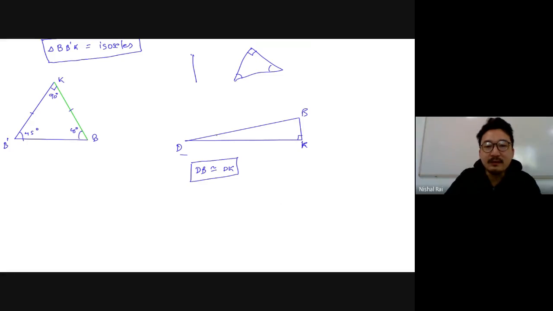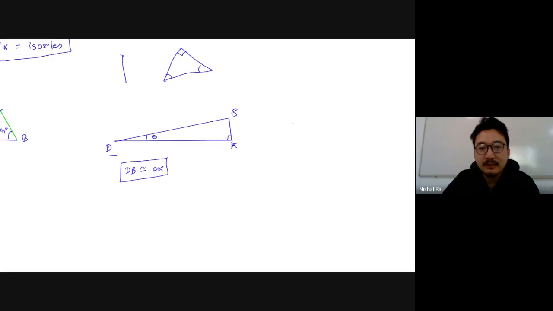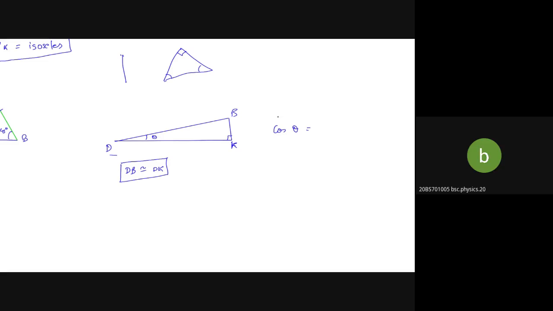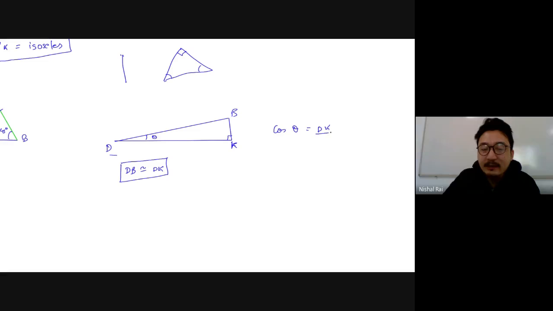Basically, why? Let's do this. Cos theta. Let's say the angle is theta. Cos theta is basically base by hypotenuse, dk by dB.